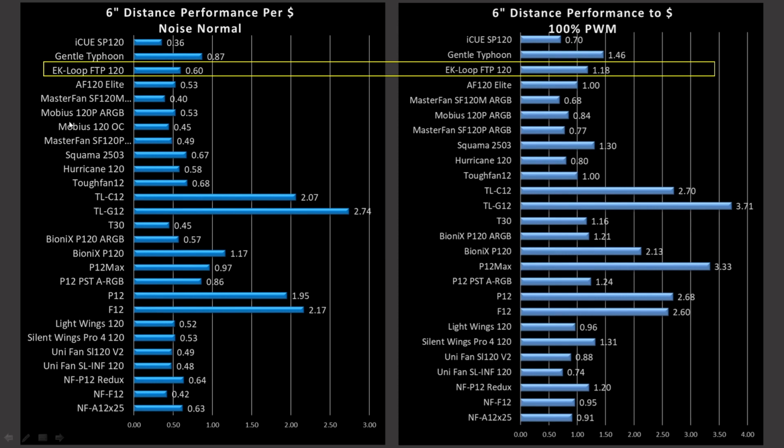But all these graphs, noise normalized is going to be on the left side, 100% PWM fan signaling is going to be on the right side. So how does the EK look at 100%? Well, it's functionally in the middle again. Mind, the top performers are just still so much better than it that I can't recommend it as a value pick. Mind, even though it's technically okay as value.